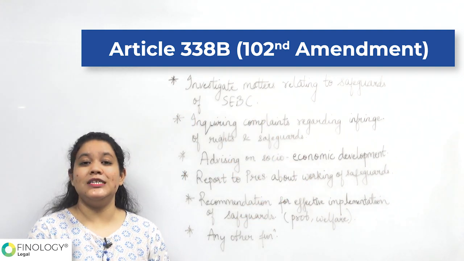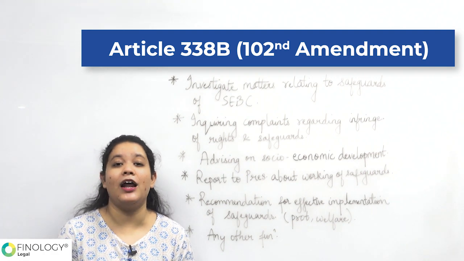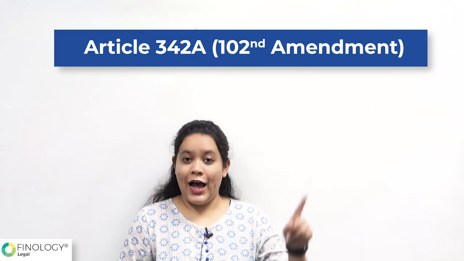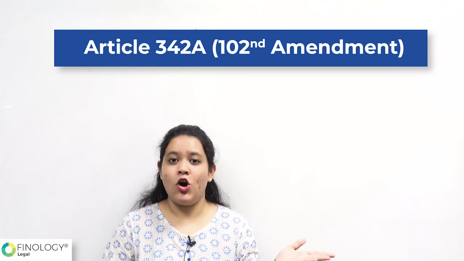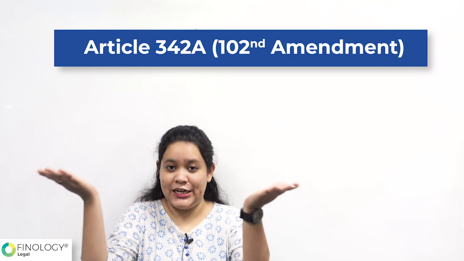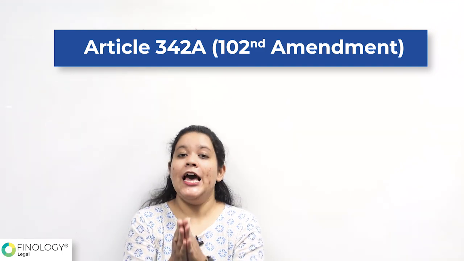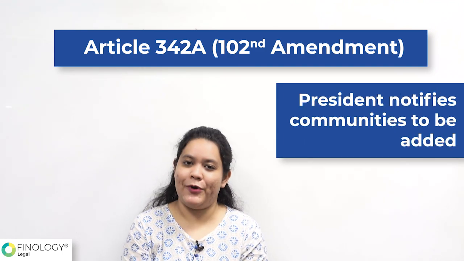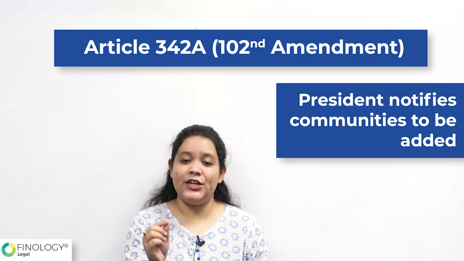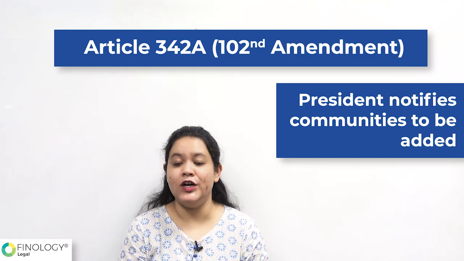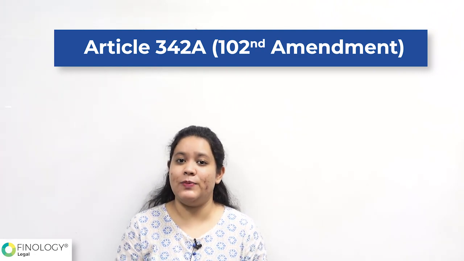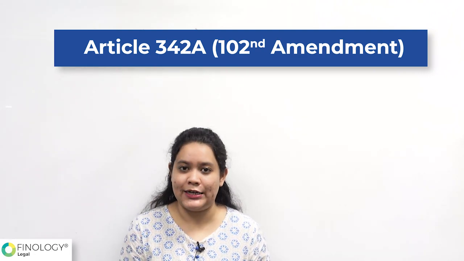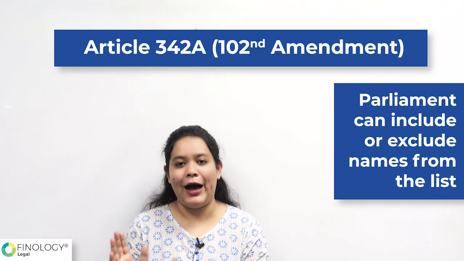Now we will move on to the second article inserted by the 102nd Amendment Act: Article 342A. This article simply states that which class or community has to be included in the list of OBC is decided only by the President of India. And the central government has been given the power that whatever names have to be added or subtracted is to be determined by the Parliament only.